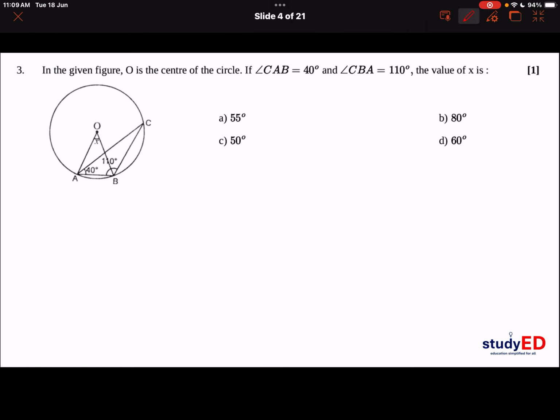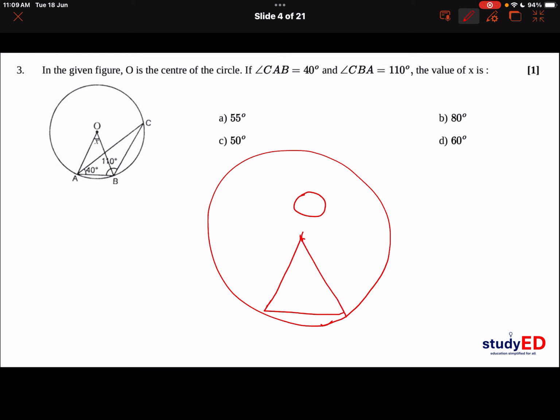In the given figure, O is the center of the circle. If angle CAB is 40 and angle CBA is 110, the value of x is. This is very simple. We just have to use the circle angle property here. O is the center. Constructing a figure, we have here A, B and a straight line to C. This is angle x. Under this is angle 40. This entire angle is 110.